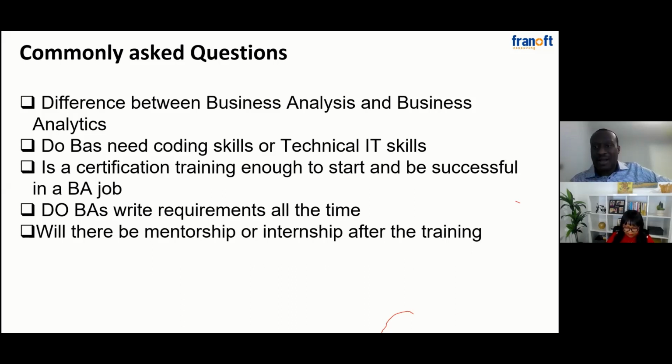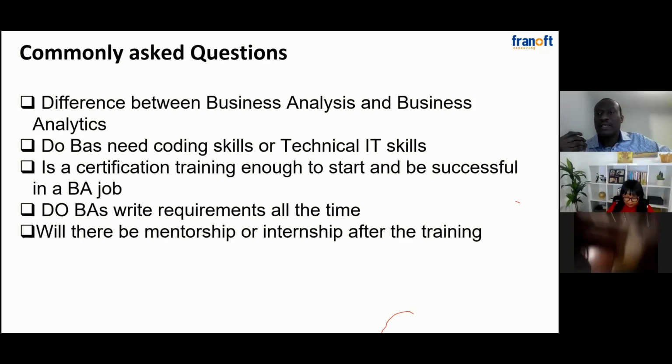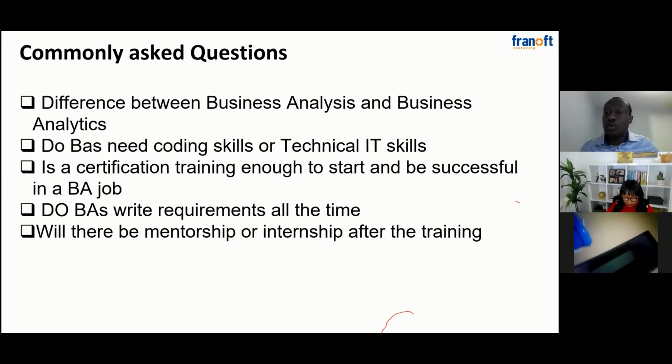BAs do write requirements. And what is a requirement? A requirement is just a capability that a system has that is going to solve a problem, a capability that the system will have to meet a user need or a business need. For instance, you want to travel and you need to know the fastest route to your destination. You need a system that can automatically calculate the fastest route and give you the time. That is a capability. That is a requirement. And one solution that can meet that requirement is a GPS, or your Google Maps. Yes, Google Maps is a solution that meets that requirement.